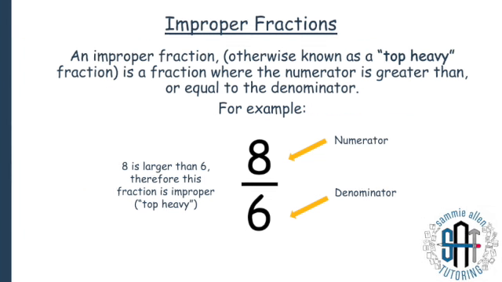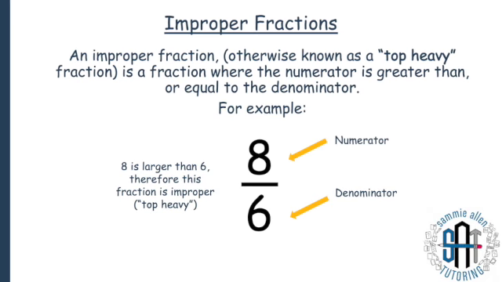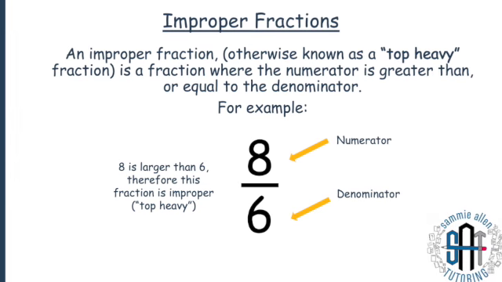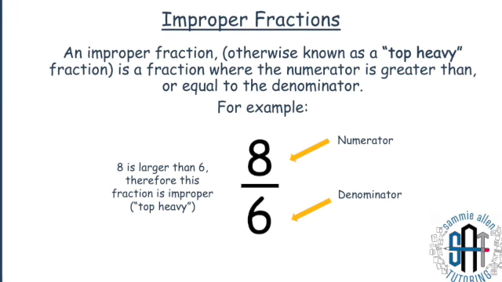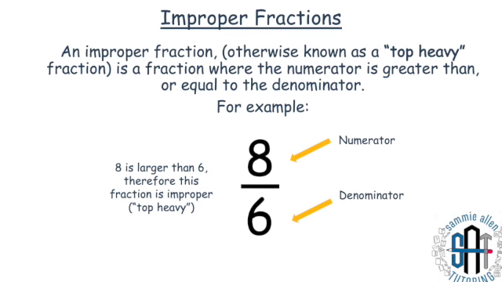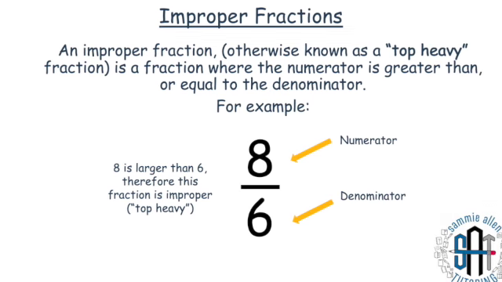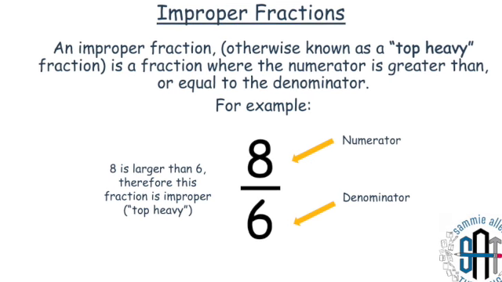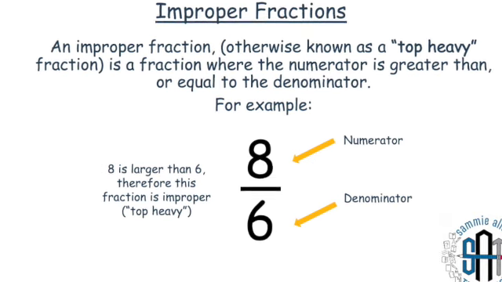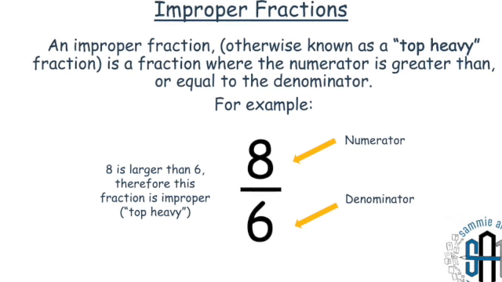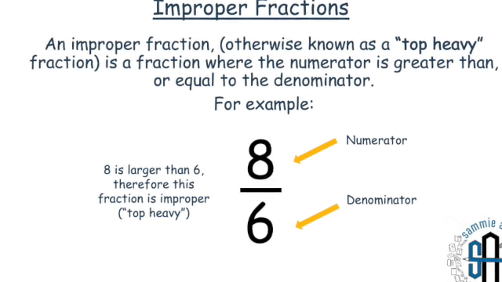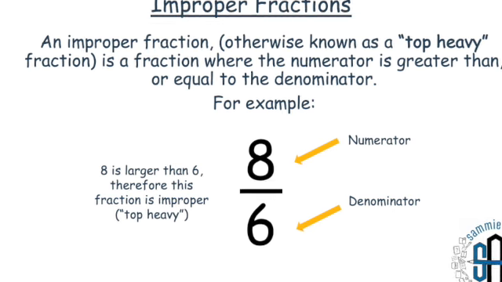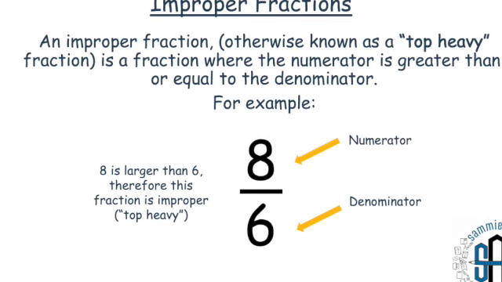So, let's start off by having a look at what an improper fraction actually is. An improper fraction, otherwise known as a top-heavy fraction, is a fraction where the numerator is greater than or equal to the denominator. So, for example, if we have a look at this fraction here, 8 over 6, the numerator is 8, the denominator is 6. As you can see, 8 is larger than 6, therefore this fraction is improper or top-heavy.